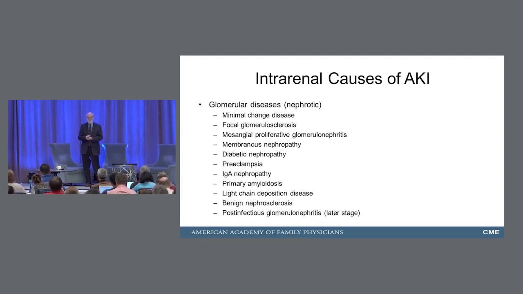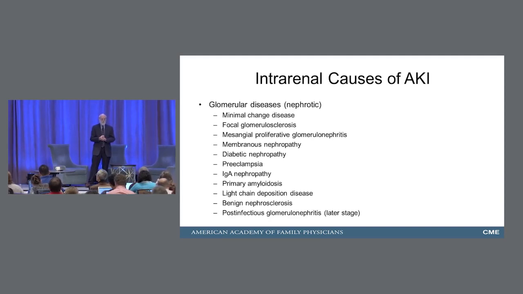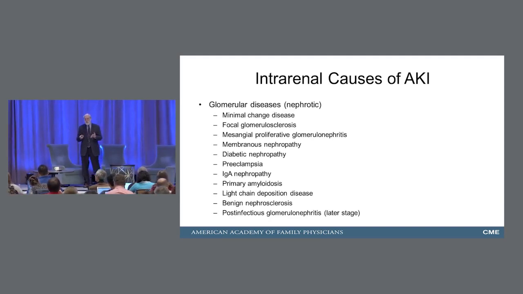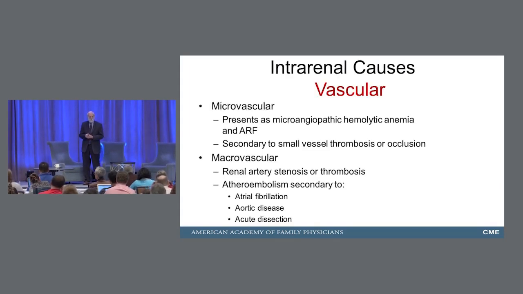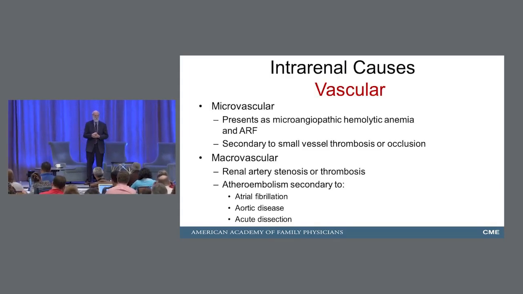Vasculitides are nephritic. Nephrotic processes like minimal change disease, membranous nephropathy, diabetic nephropathy, probably the most common one there. Those present with protein in the urine and edema as the prominent findings. Vascular causes include micro and macrovascular entities.